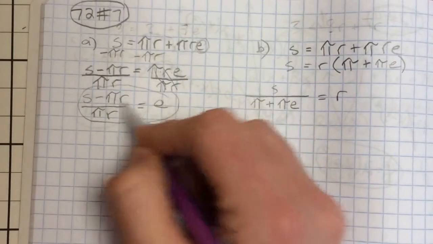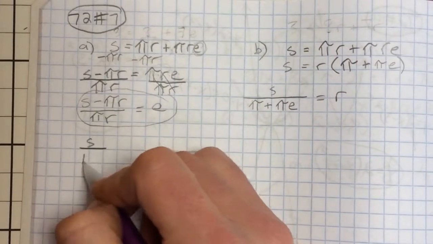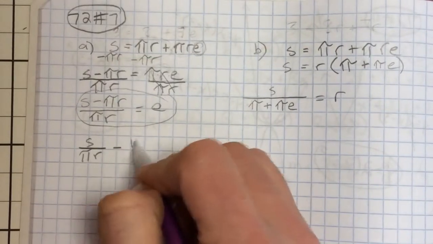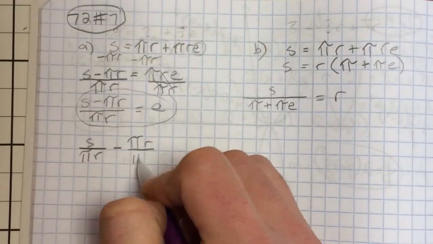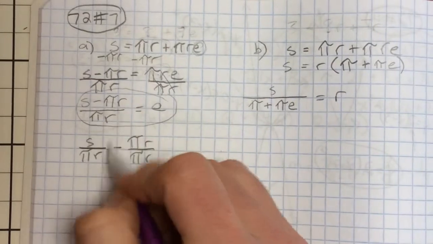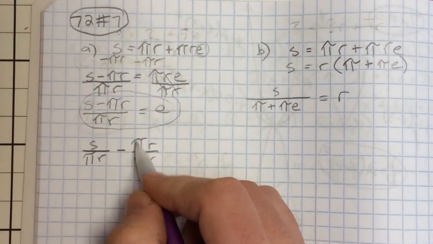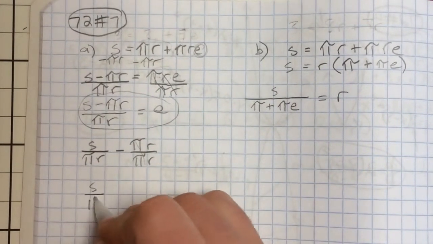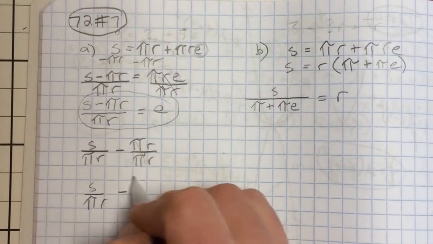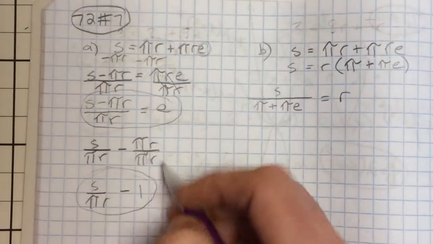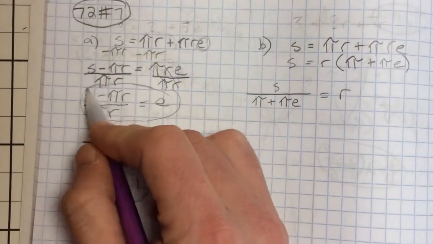There is another version. You could write this as s over pi r minus pi r over pi r, where you sort of split the fraction into two separate fractions, and then this would cancel to 1. But it's not necessary. This would be an acceptable solution for e, but you can just leave it like this.